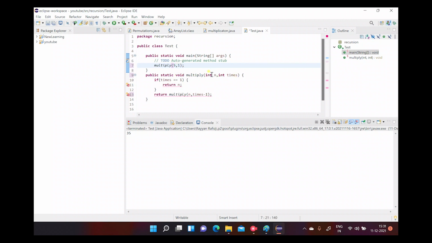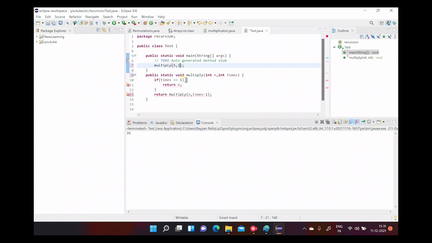So if I ask the question, what is n times 1, it is going to come here and see n times 1. So times is equal to 1, right? We've already met the base condition. So here there's no more recursion call that takes place, and we're going to return the number n itself back. That is, the answer is going to be 5 itself.